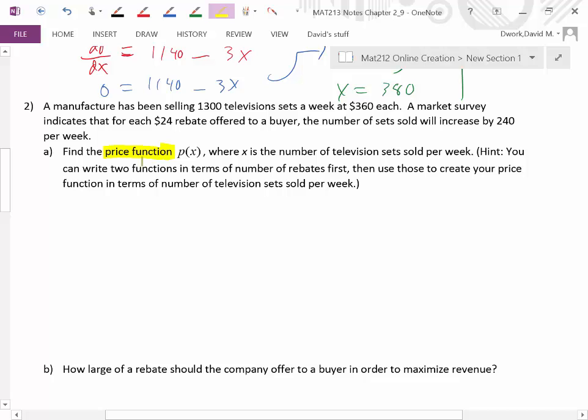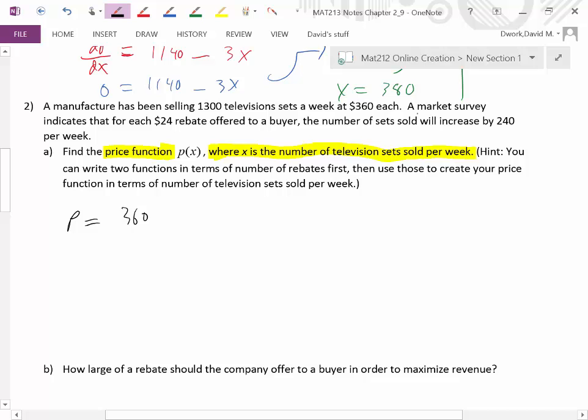So it's asking us to find a price function. Okay, so the output is price and the input is x, where x is the number of television sets sold per week. So we need the input to be the number of television sets sold. So now, when we read through the problem, it says the manufacturer has been selling 1,300 television sets a week at $360 each. So the price for our function, the price here may not be an x. We'll see. But right now, it sounds like they're selling them at 360 a week. Is it always 360 a week?